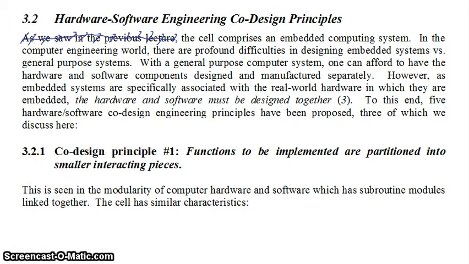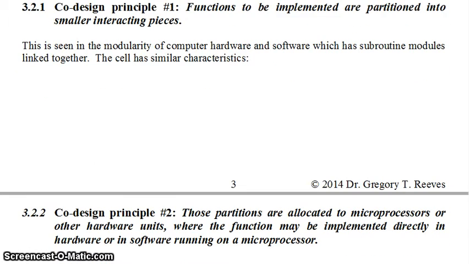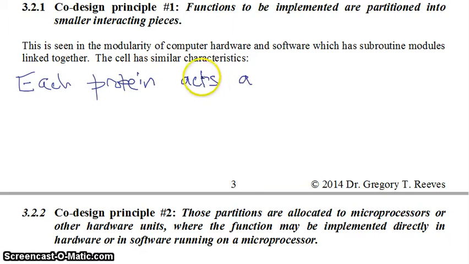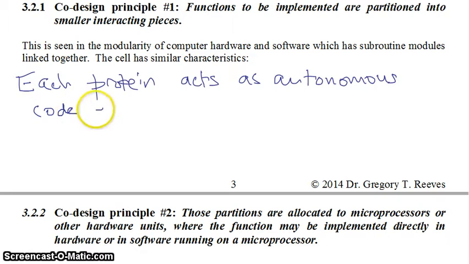So the first one is that functions to be implemented are partitioned into smaller interacting pieces. So this is seen in the modularity of computer hardware and software, which has subroutine modules that are linked together. Now the cell has similar characteristics. For example, each protein acts as autonomous code execution. Each protein is doing its function all by itself. Sometimes they team up with other proteins, but they are still relatively independent.